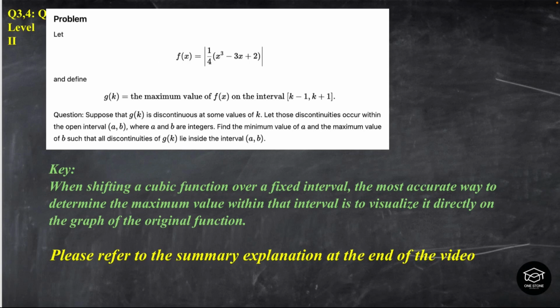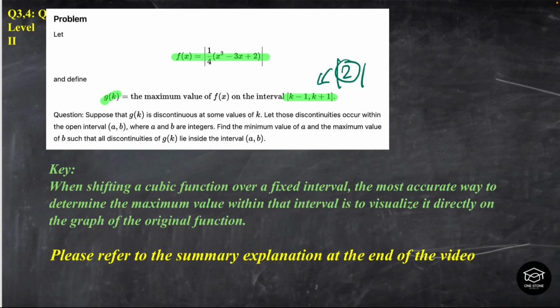Let's consider the function f of x equals the absolute value of 1/4 times the quantity x cubed minus 3x plus 2. We define a new function, g of k, as the maximum value of f of x over the interval from k minus 1 to k plus 1. So for each real number k, g of k gives us the highest value that f of x reaches between k minus 1 and k plus 1.